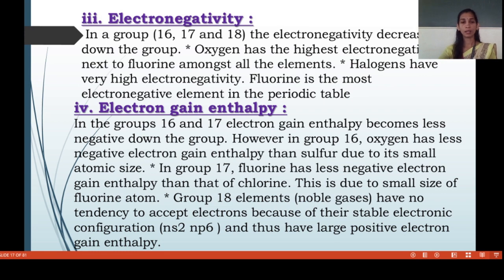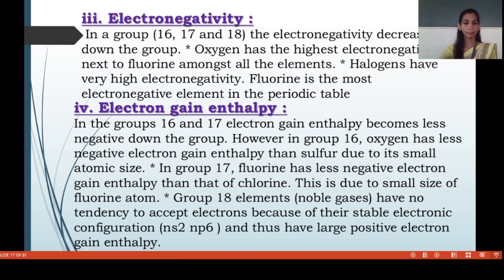Electron gain enthalpy becomes less negative down the group. If we consider groups 16, 17 and 18, when we move down the group, the electron gain enthalpy goes on decreasing. That means the value of electron gain enthalpy becomes less going down. However, in group 16, oxygen has a less negative electron gain enthalpy than sulfur due to its small atomic size.